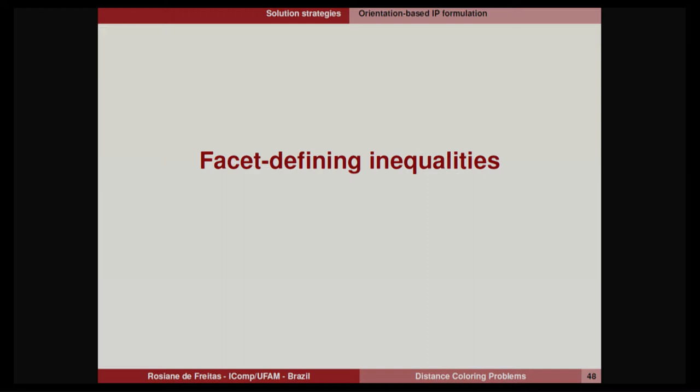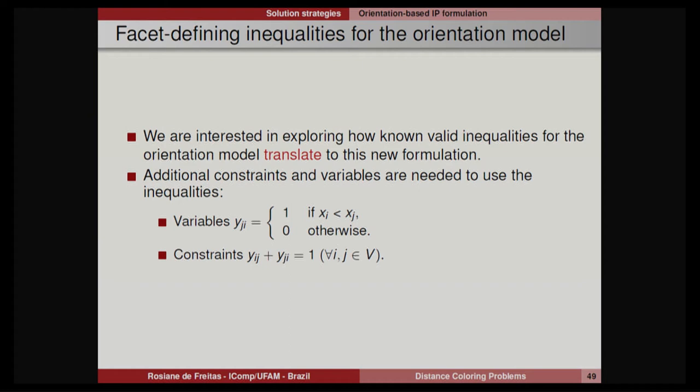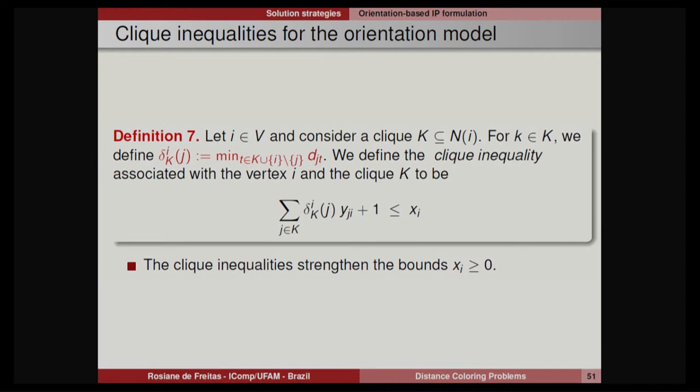Here I will present two classes of facets: clique inequalities and double clique inequalities. For the clique inequalities, we have to define another set of variables, ij and ji, and only one of them must be one, in the set of constraints.